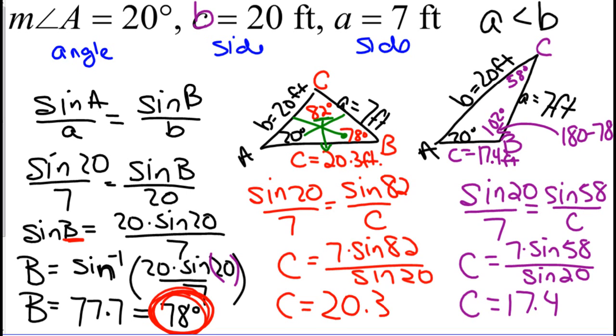17.4 feet, and then again, just double check. Across from the smallest angle, smallest side, 20 and 7. Middle angle is 58 and 17.4. Those are middle numbers. And across from biggest angle, biggest side, 102 and 20. All right, and that covers your one example.